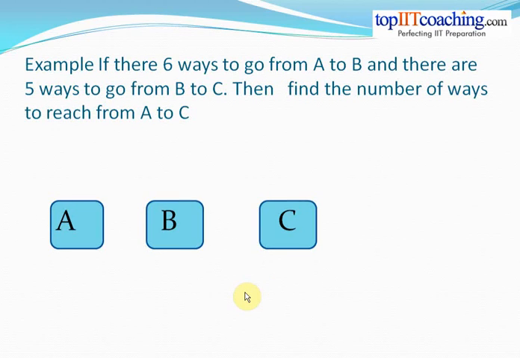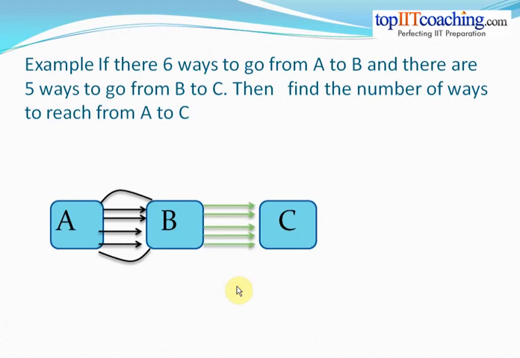If there are 6 ways to go from A to B and there are 5 ways to go from B to C, then find the number of ways to reach from A to C. So we have 6 ways to go from A to B, and we have 5 ways to go from B to C. Now let us say that K1 represents the number of ways to go from A to B and K2 represents the number of ways to go from B to C. So K1 is equal to 6 and K2 is equal to 5.